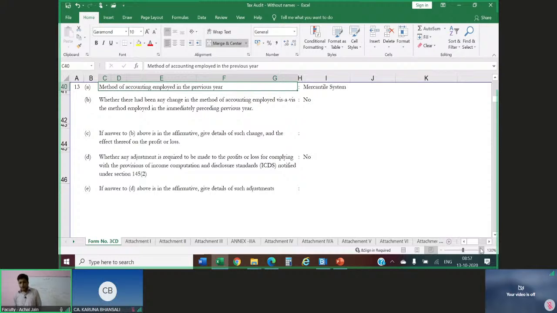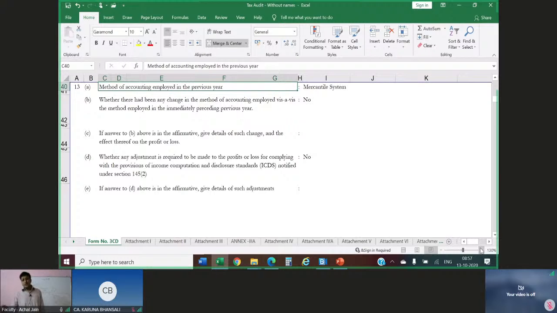Next, if there is any change in the method of accounting employed as compared to what was done in the preceding year. So I'm using this term preceding year because with previous year we may get confused, because previous year, you remember, we are using this in the context of current financial year. So preceding year means year prior to previous year.